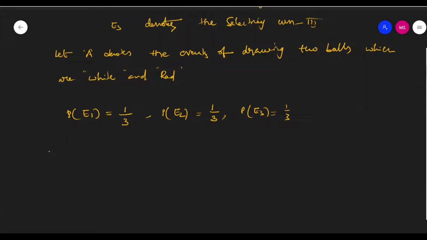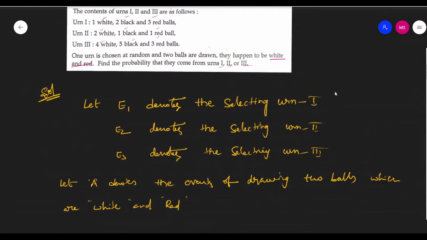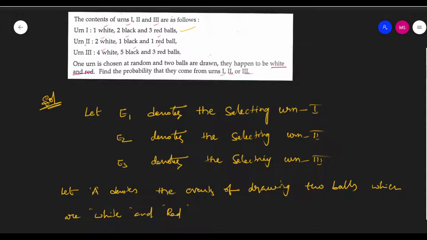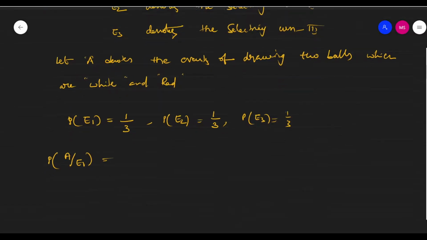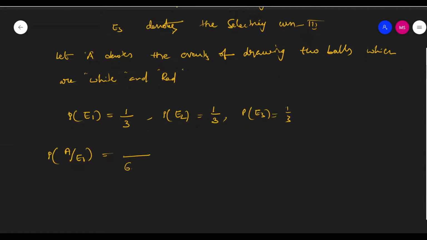Now I am checking one of the important concepts, P of A given E1. A denotes drawing balls which are white and red, coming from urn 1. How many balls are in urn 1? One white, two black and three red balls, so 3 plus 2, 5 plus 1, 6 balls in total. Out of 6 balls you can select two balls in 6C2 ways.